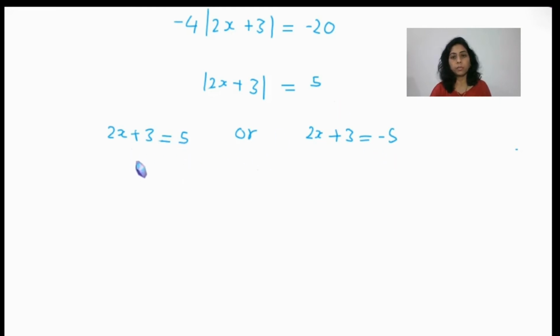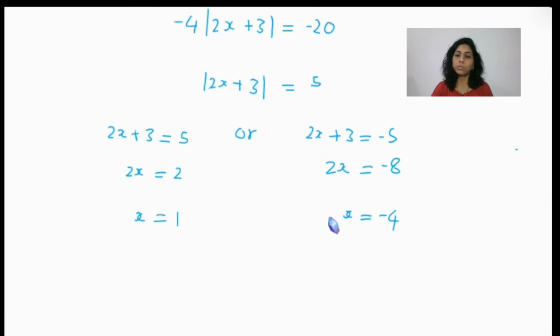And we got two linear equations, so we can solve for x, and this is very easy. So 5 minus 3 is 2, and x can be 1. Here 2x equals minus 3 minus 5, so minus 8, and x can be minus 4. We got two answers. So these are really very, very easy questions, isn't it?